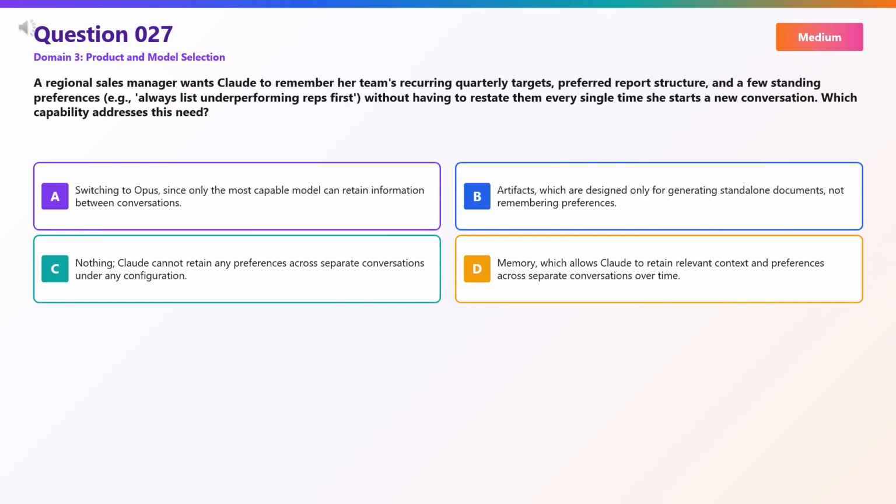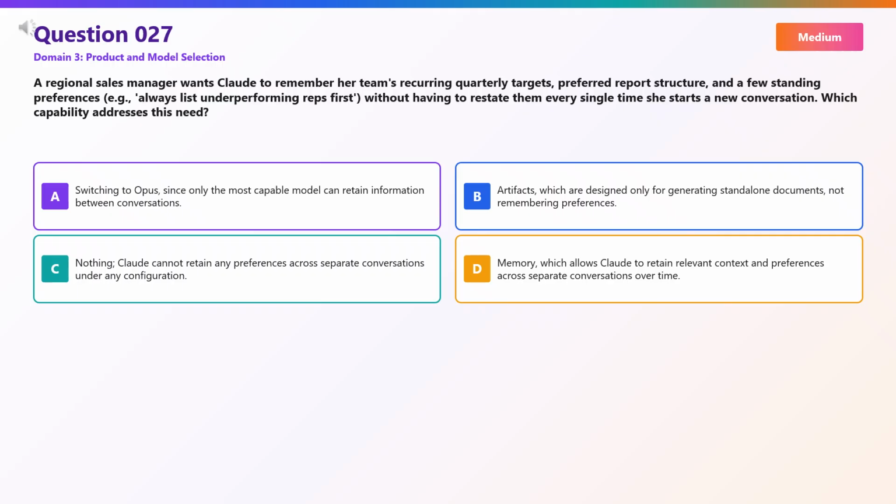Question 27. A regional sales manager wants Claude to remember her team's recurring quarterly targets, preferred report structure, and a few standing preferences. For example, always list underperforming reps first, without having to restate them every single time she starts a new conversation. Which capability addresses this need?